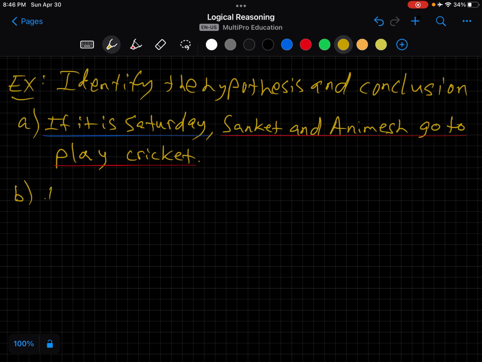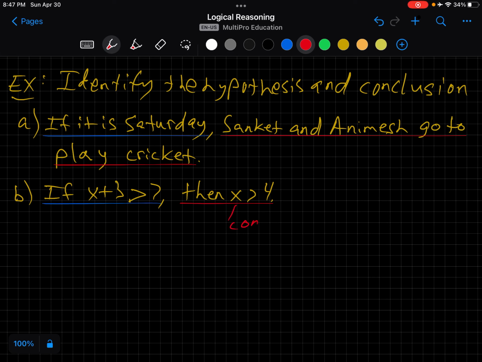Let's look at one in algebra. If x plus 3 is greater than 7, then x is greater than 4. Okay, so what would be the hypothesis here? Well, if x plus 3 is greater than 7, that's the hypothesis. So if this is true, then something happens. And then what's the conclusion? If x plus 3 is greater than 7, then what happens? Then x is greater than 4. So this is the conclusion. Okay? And this is the hypothesis.